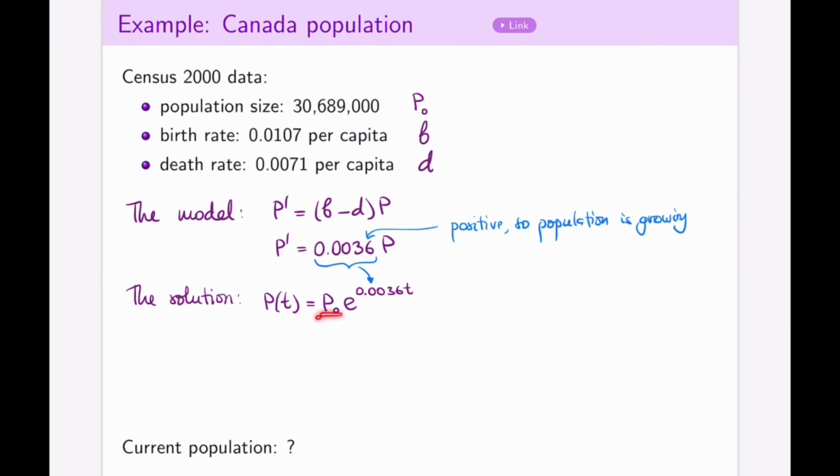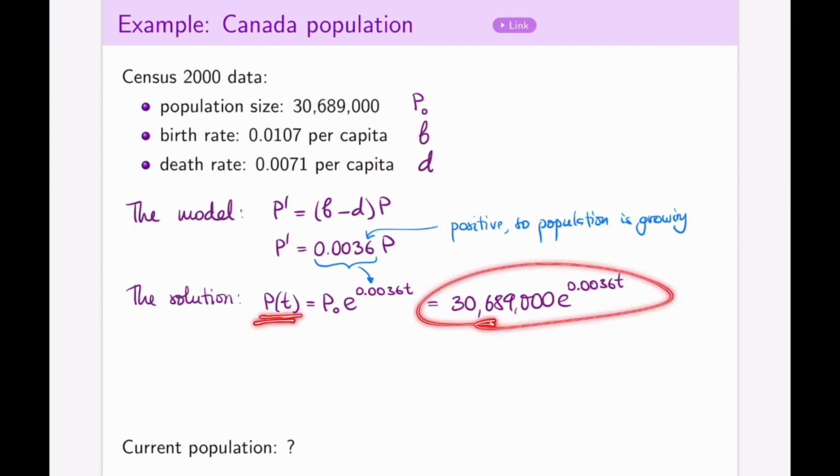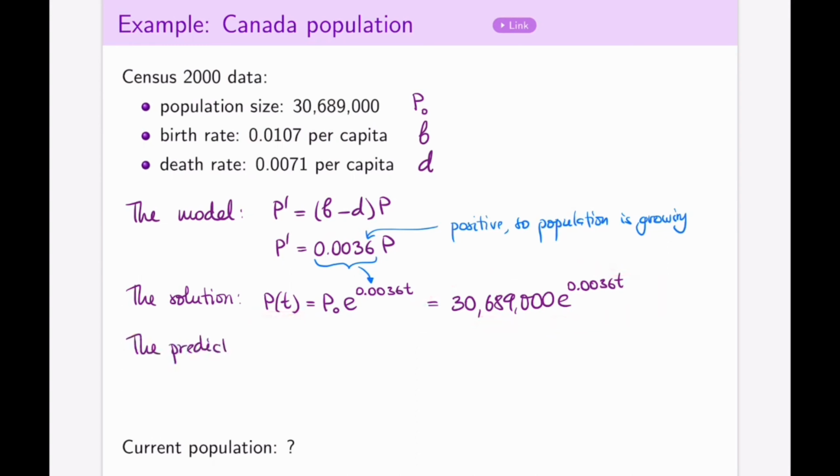Now, of course, I also know the value for P naught here if I'm taking year 2000 to be the starting year of the data collection. So altogether, I have 30,689,000 times e to the power 0.0036t. Once I have an actual model, I can compute my prediction for any year using this model. So what is my prediction for 2020? Let's see what happens if I plug in.